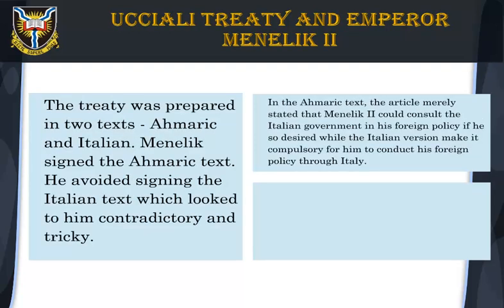The treaty was prepared in two texts, Amharic and Italian. Menelik signed the Amharic text. He avoided signing the Italian text, which looked to him contradictory and tricky. In the Amharic text, the article merely stated that Menelik II could consult the Italian government in his foreign policy if he so desired, while the Italian version made it compulsory for him to conduct his foreign policy through Italy.